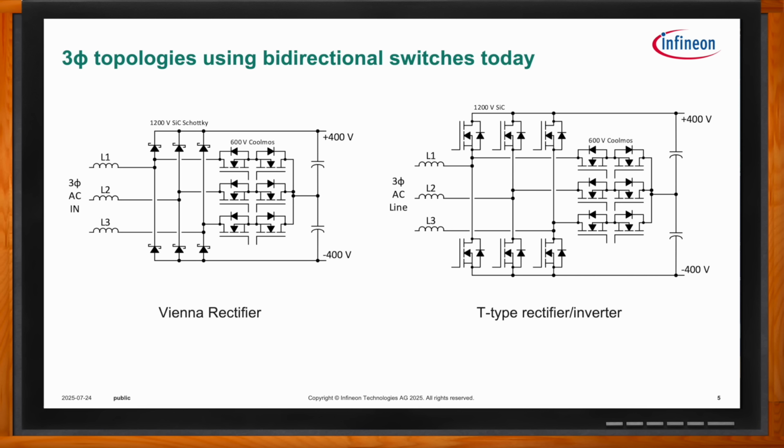In this case, on the right, we've taken the 1200 volt silicon carbide Schottkys and replaced them with MOSFETs, 1200 volt SiC. In this case, the SiC can now operate as a synchronous rectifier to get a little bit higher efficiency if you're only using it as a rectifier, although generally the gain isn't that great. I would say nobody really uses the T-type only for a rectifier.